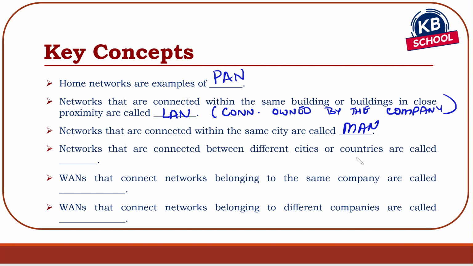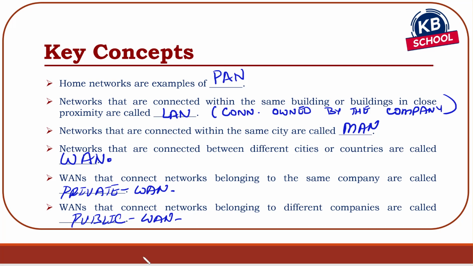Bigger area covered than a LAN. Then a bigger area than a MAN is when the networks are used to connect the same company, different sites in different cities or different countries, different continents to each other. This is known as a WAN. Now, as I said, WAN is of two types. When the WANs connect networks belonging to the same company to each other, it's called a private WAN. And when you connect WANs that connect networks belonging to different companies to each other, the example of that is your internet, that is also referred to as a public WAN. So you have a private WAN and you have a public WAN.